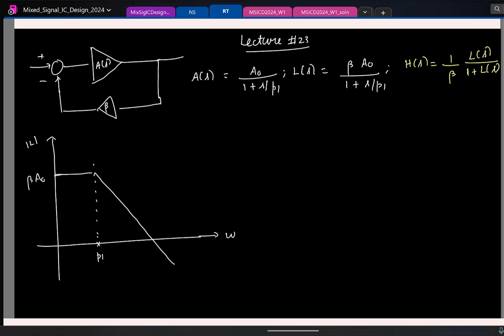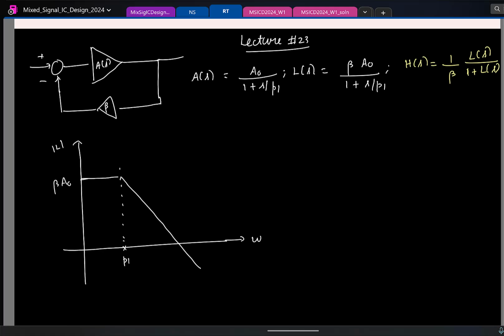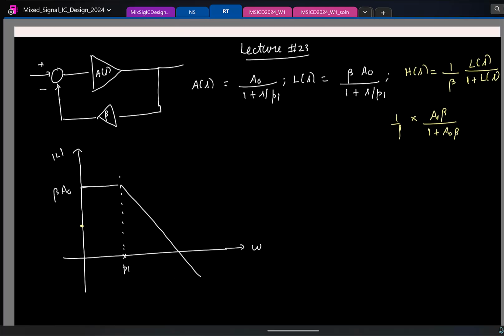What would be the ideal closed loop gain you will have from the system? If the pole is not present at all, what would have been the ideal closed loop gain? 1 by beta times? Yeah, approximately it's 1 by beta, but the exact value, remember, is 1 by beta times A0 beta by 1 plus A0 beta, right? So let's say it's approximately starting the closed loop gain. Let's say it starts with 1 by beta.